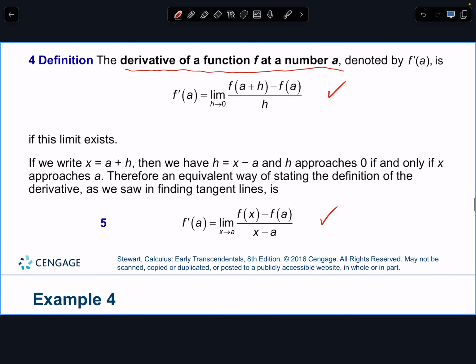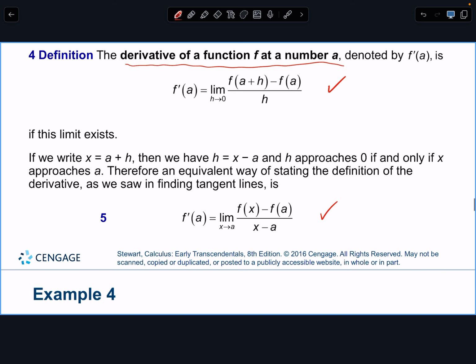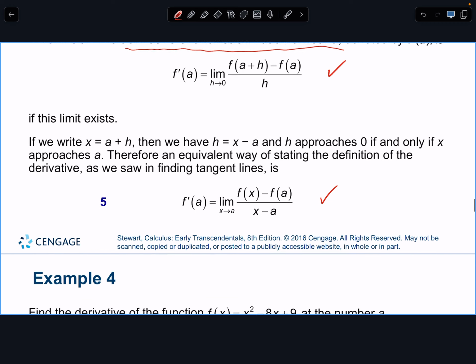And they just mean the same thing. Two different notations that mean the same thing. So one's not better than the other, but I want you to be able to do both. And it's basically a lot of algebra that we end up doing.